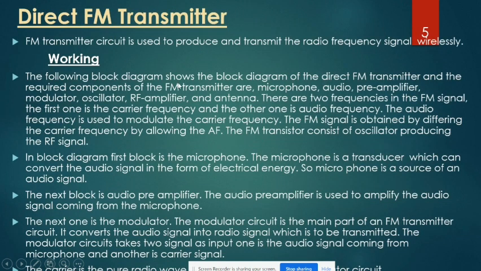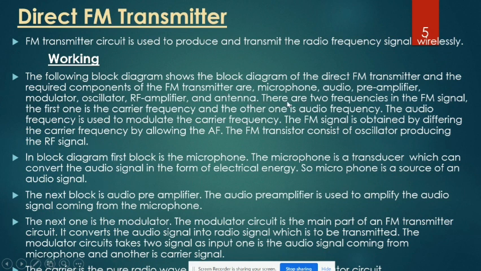The following block diagram shows the direct FM transmitter, and the required components of the FM transmitter are microphone, audio preamplifier, modulator, oscillator, RF amplifier, and antenna. All these equipment are seen in this block diagram.